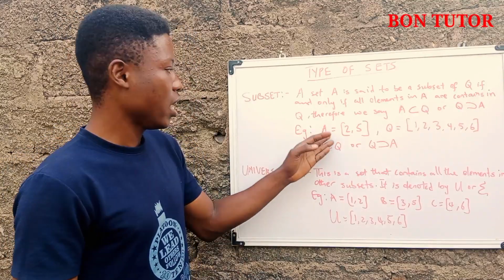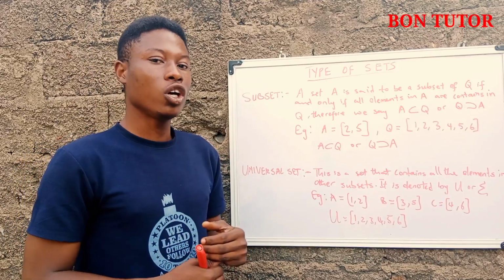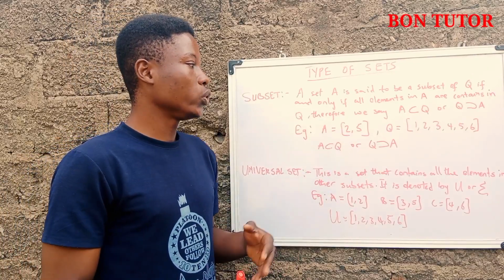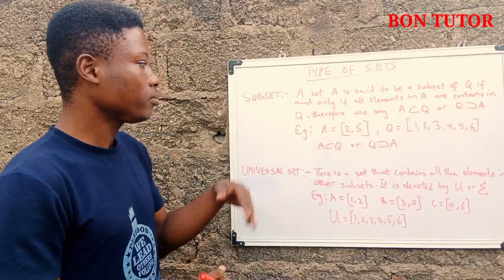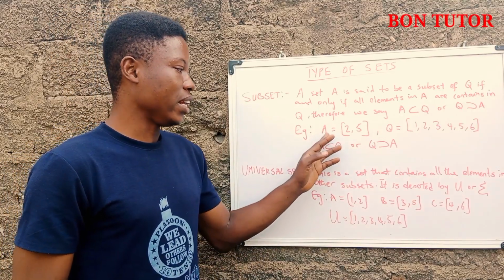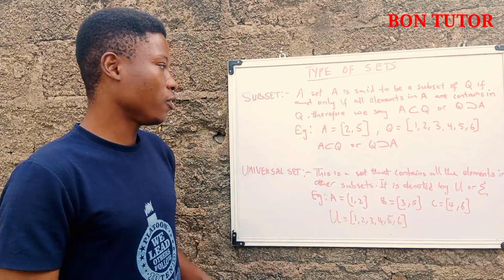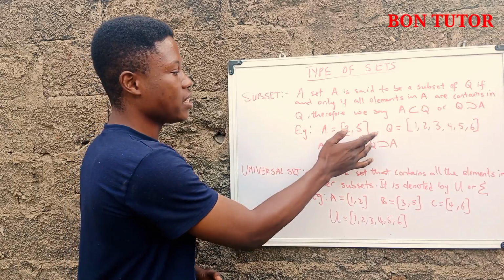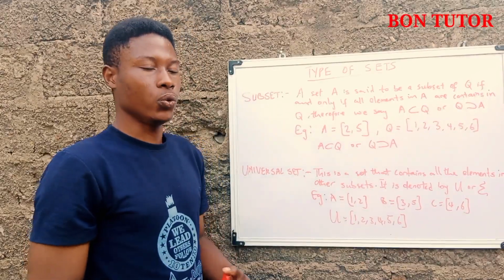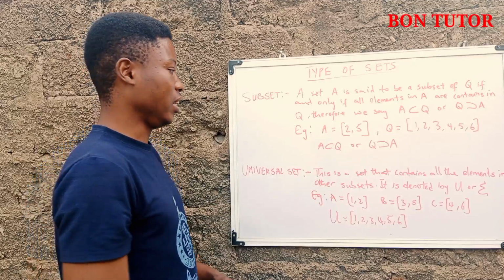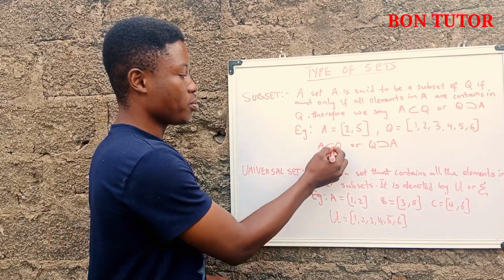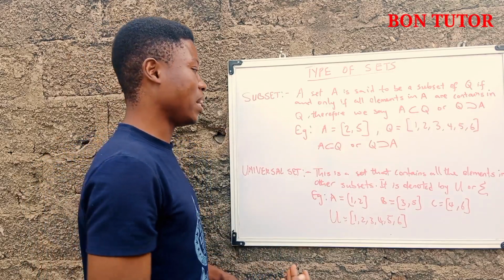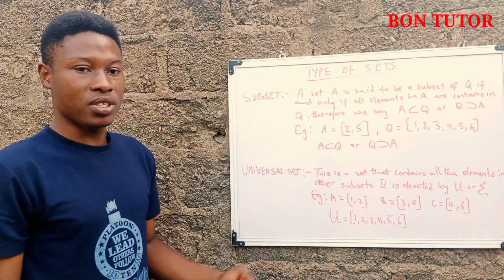Let's take for example, we say A is equal to {2, 5}, and we have Q to be equal to {1, 2, 3, 4, 5, 6}. We can see that all the elements we have in A are also contained in Q. Because of that, we can say A is a subset of Q. Why? Because all the elements in A are also in Q. And because of that, we represent it in this form, saying A is a subset. This is the symbol for subset of Q. Or you can turn it the other way round by saying Q is a superset of A.